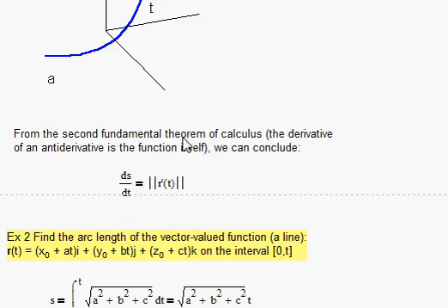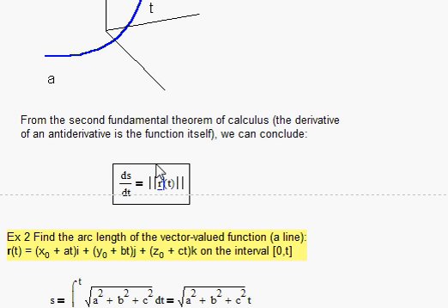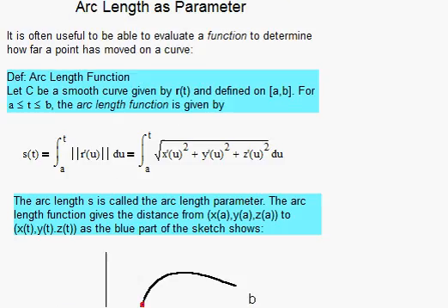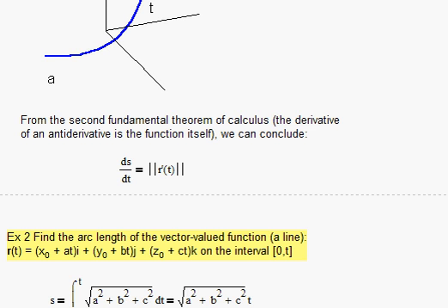So from the second fundamental theorem of calculus, the derivative of an antiderivative is the function itself. So from that we can conclude that the derivative of this arc length function is the function itself. So the length of r prime of t.